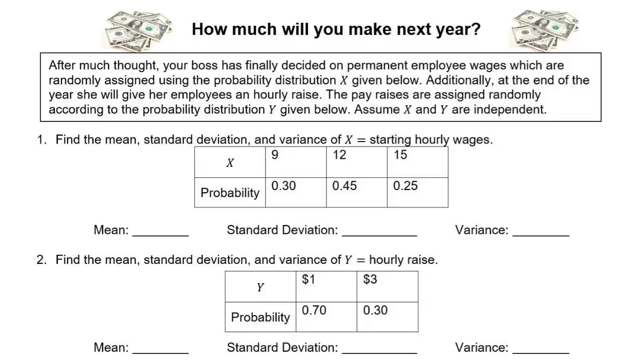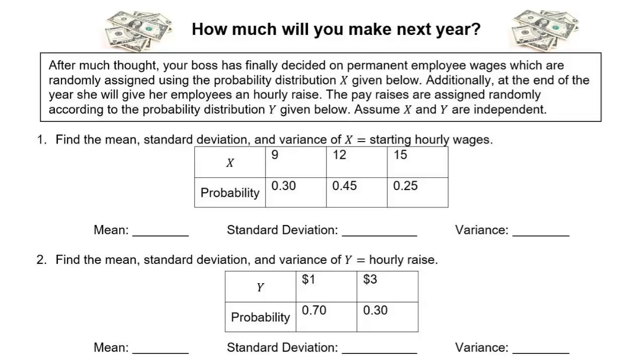Additionally, at the end of the year, everybody's going to get a raise. Everybody gets an hourly raise added onto their base wages, and the pay raises are also going to be randomly assigned, shown in the distribution here for Y. We're going to assume that X and Y are independent.